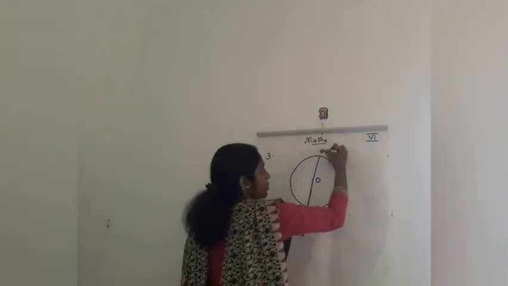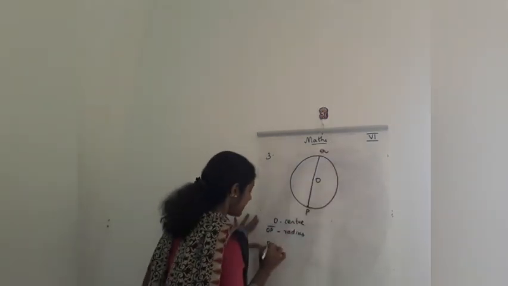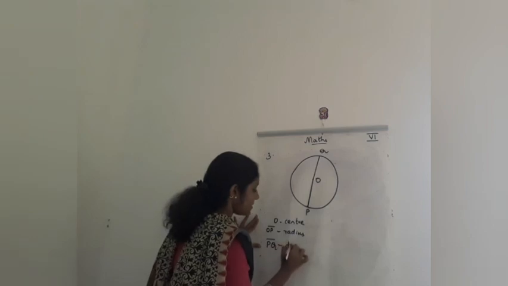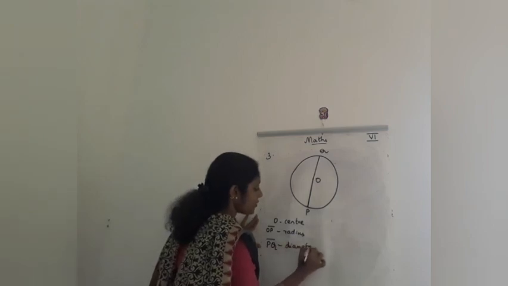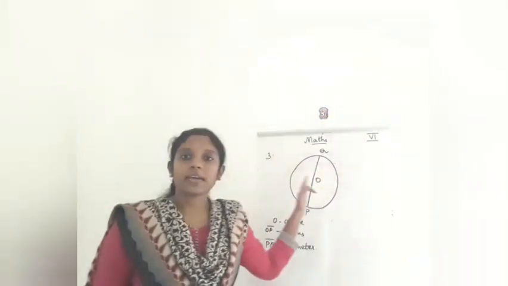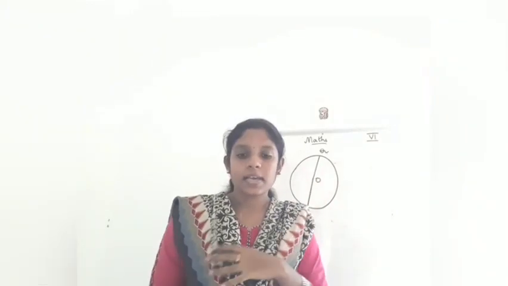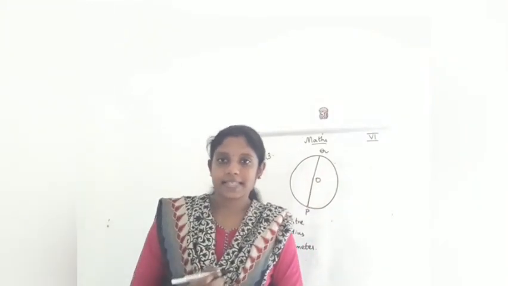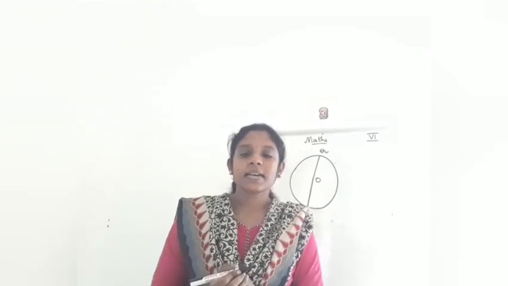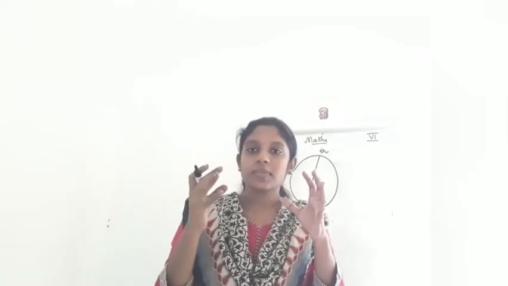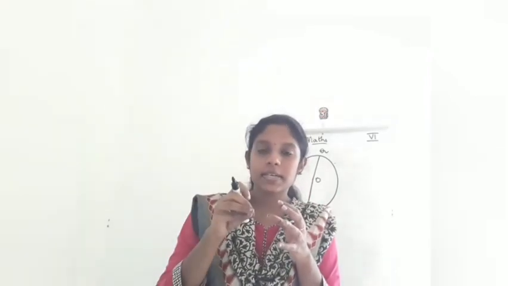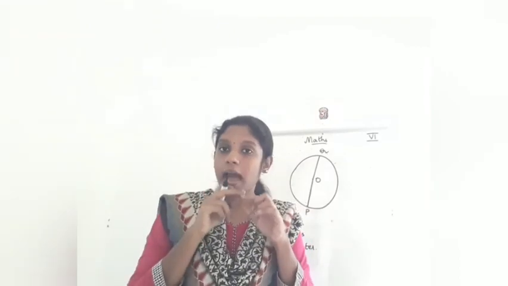So PQ is the diameter. So I have drawn that. So diameter, radius and center of the circle. Next one is a sector. So what is a sector? Sector is the region which lies in the interior of the circle and it is formed by an arc.